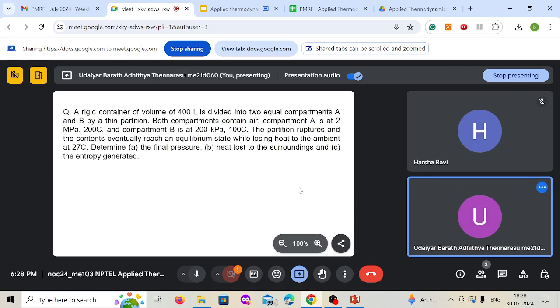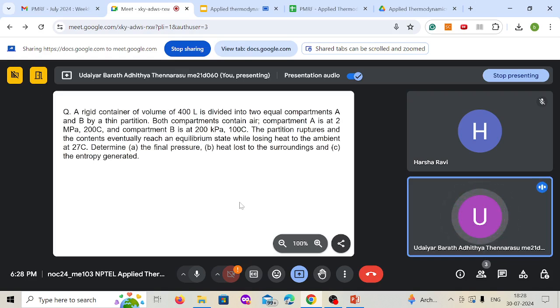Okay, moving on to the next question. Any question in the previous problem? If you have any questions, you can raise or ask them. Okay, so moving on to the next question.